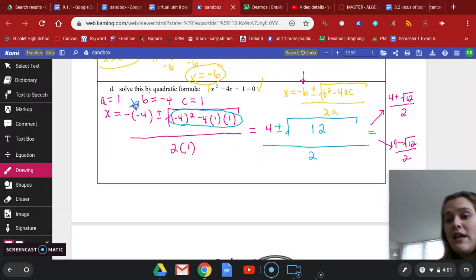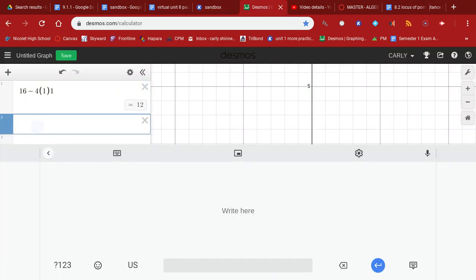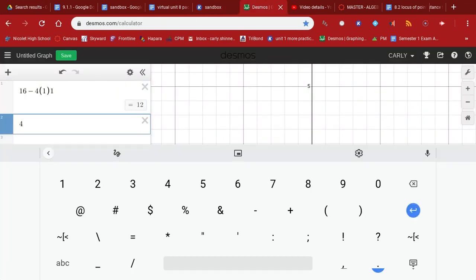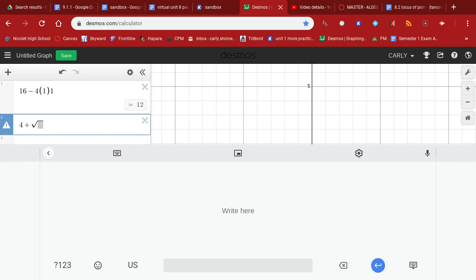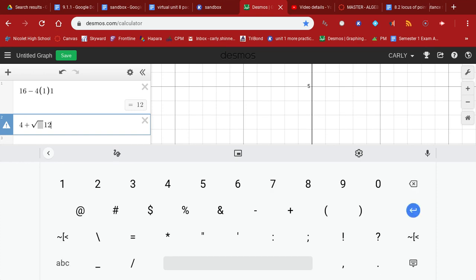Otherwise, I kind of like them like these because they're exact answers. But I know some of you folks like to see it as a decimal as well. So 4 plus, let's search for our square root. 4 plus the square root of 12. Oops, I didn't get that underneath the root there.